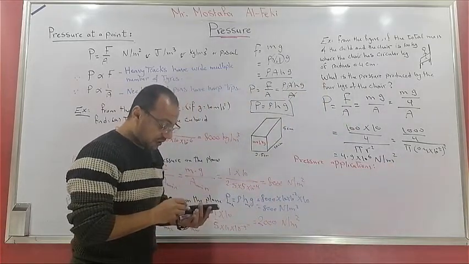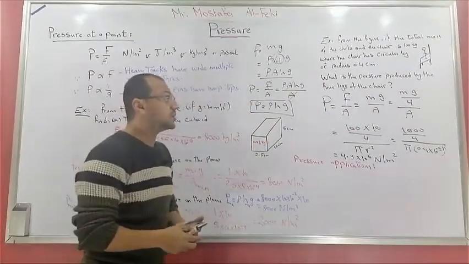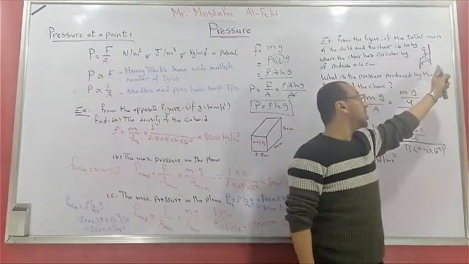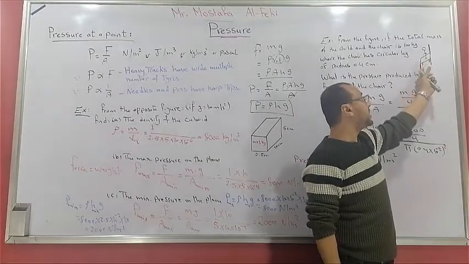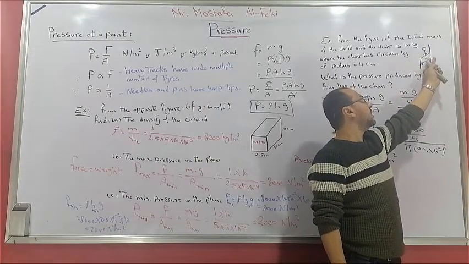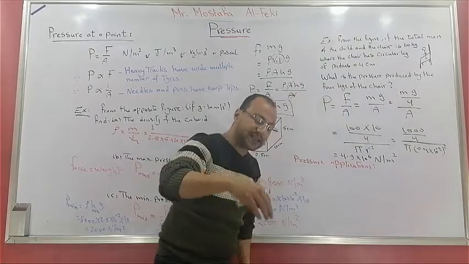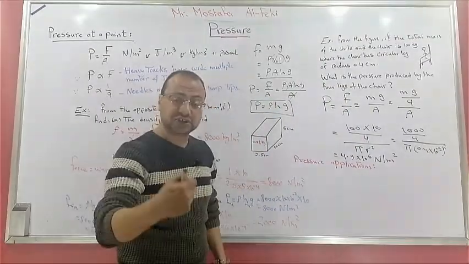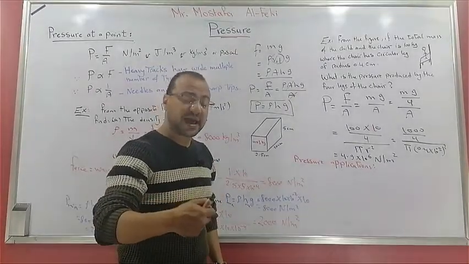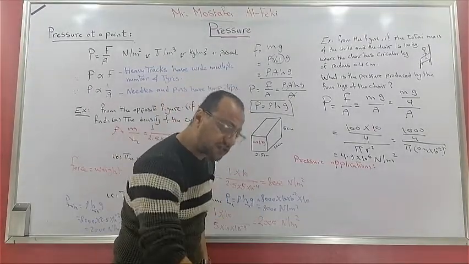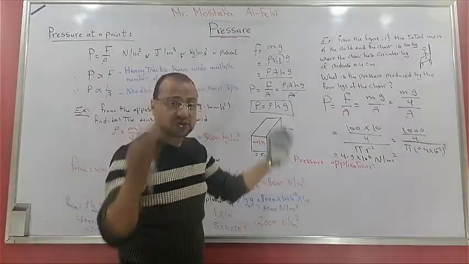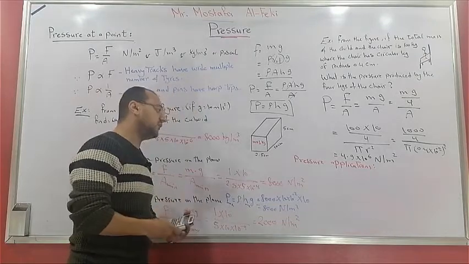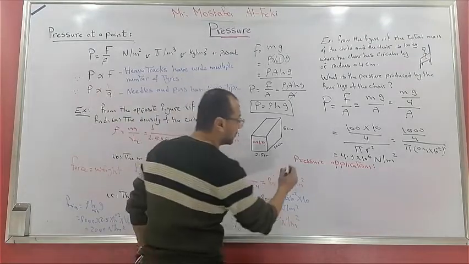Why do we divide the total mass or the total weight by 4? Because the total weight of the child and the chair is divided on the 4 legs of the chair that are in contact with the plane. The pressure is the force that acts on the area in contact with the plane, not the total weight of the chair and the child. We have 2 applications for pressure.